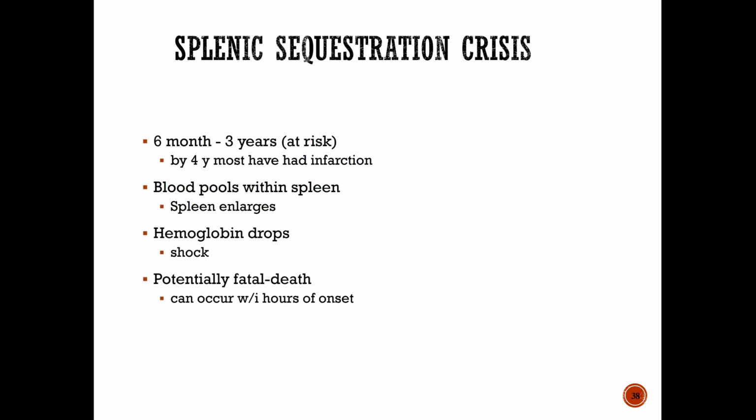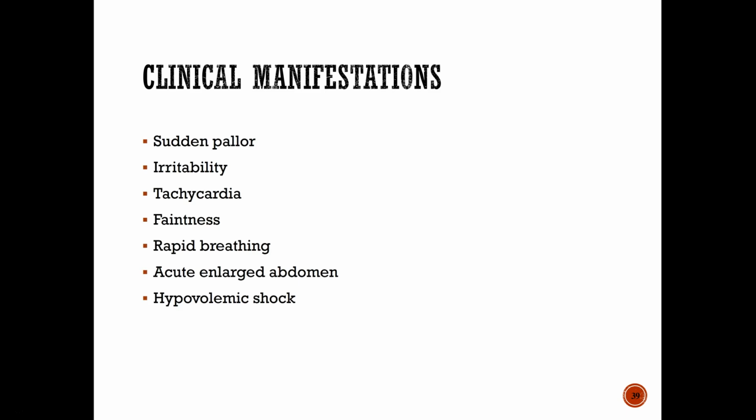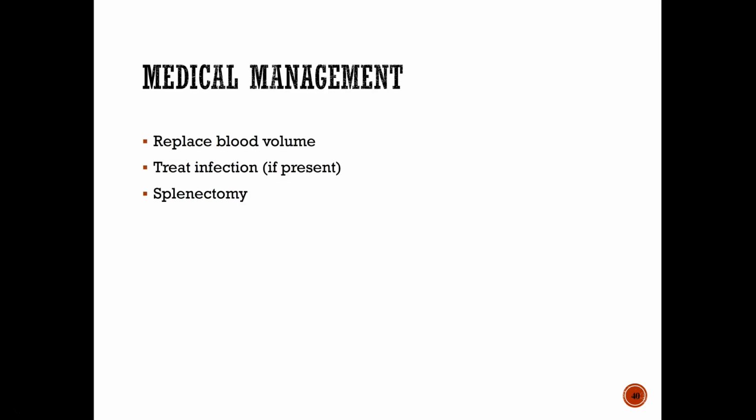Splenic sequestration crisis, we've talked about this a little bit already, but I'll talk about it a little bit more. It occurs 6 months to 3 years of age. By 4 years of age, like I said earlier, most have had an infarction. The blood pools within the spleen, so the spleen enlarges, the hemoglobin drops, so they are at risk for shock. And it can be potentially fatal. It can cause death even within hours of the onset, which is why most of them do not have their spleen.